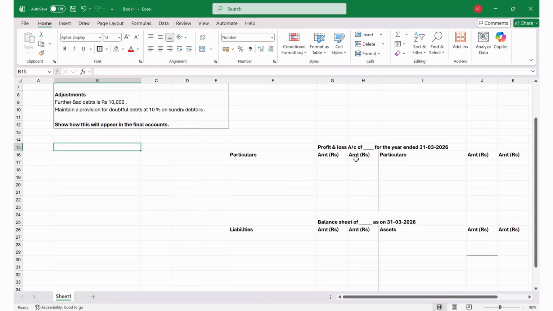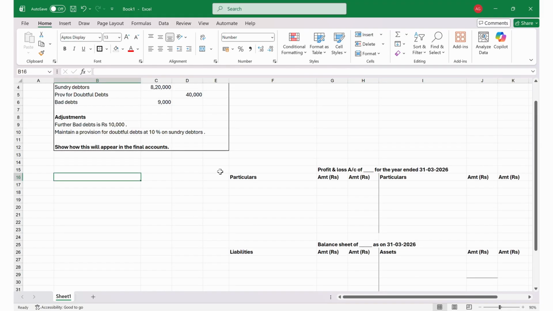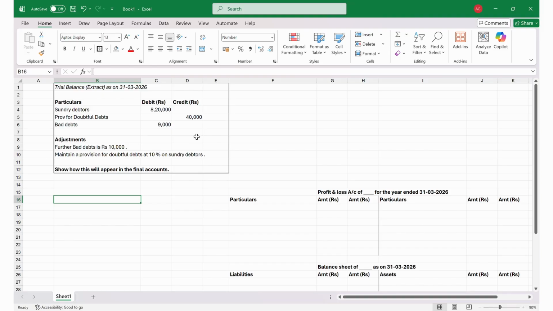So I have already drawn the format of profit and loss account and balance sheet. Now let us see how do we go about this solution. The first thing we have to see is in the question, is there two provision for doubtful debts or is there only one provision for doubtful debts? You have to see whether the trial balance has provision for doubtful debts, and then is there an adjustment provision also. So in that case there will be two provision for doubtful debts. Now in this question, yes, we have two provision for doubtful debts.